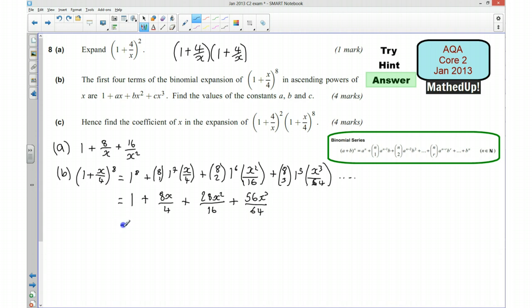Okay, and simplifying that, I'm going to have 1 plus 2x plus 7 quarters x squared plus 7/8 x cubed. Brilliant. And this will carry on. Right, and so we've got our first 4 terms.